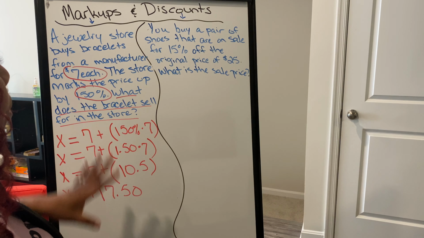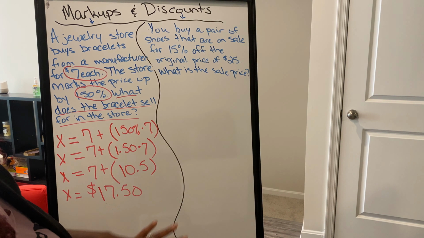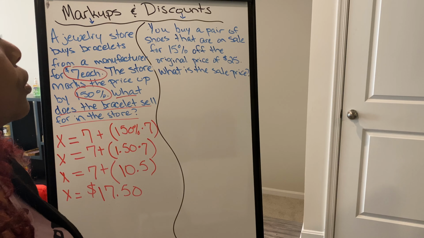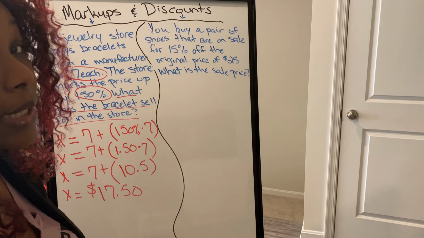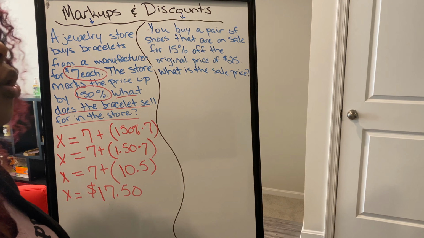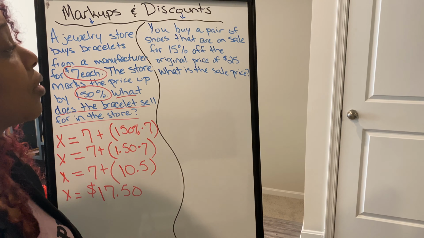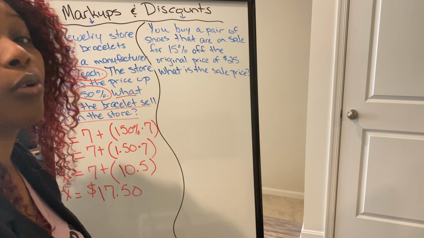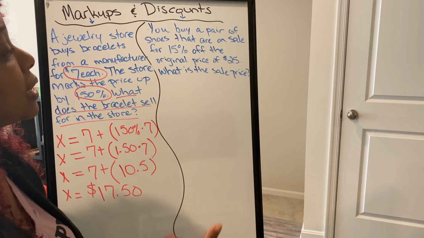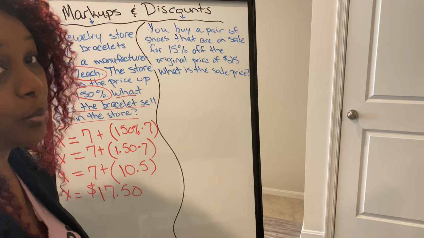Take a picture. I'm going to leave it on this side, and we're going to jump right over here to the discounts. You buy a pair of shoes that are on sale for 15% off the original price of $25. What is the sale price? When you're talking about a discount, that means that the store is giving you some of their profits. What the store is saying is, I want to sell these shoes, so I'm going to lower the price.